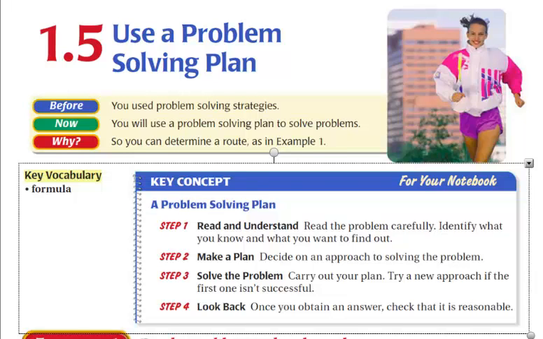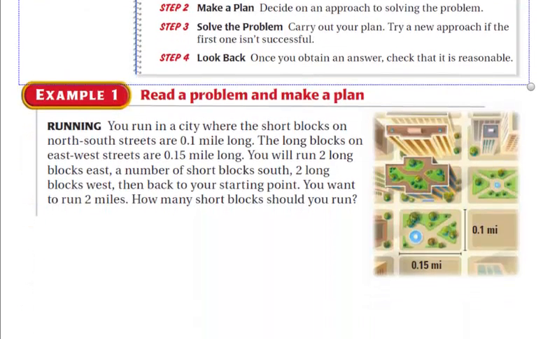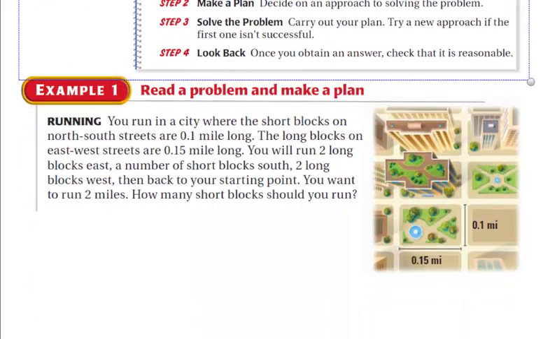Let's look at our first example. In the first example, we're talking about calculating the distance in the blocks. So you run in a city where the short blocks on a north-south street are 0.1 mile long. The long blocks on east-west streets are 0.15 mile long. You will run 2 long blocks east, a number of short blocks south, 2 long blocks west, then back to your starting point. You want to run 2 miles. How many short blocks should you run?